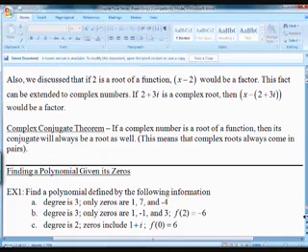Imaginary or complex roots come in pairs. If you've got 2 plus 3i, like in the previous example, if 2 plus 3i is a root, what else will be a root? 2 minus 3i. Makes sense. They come in pairs.